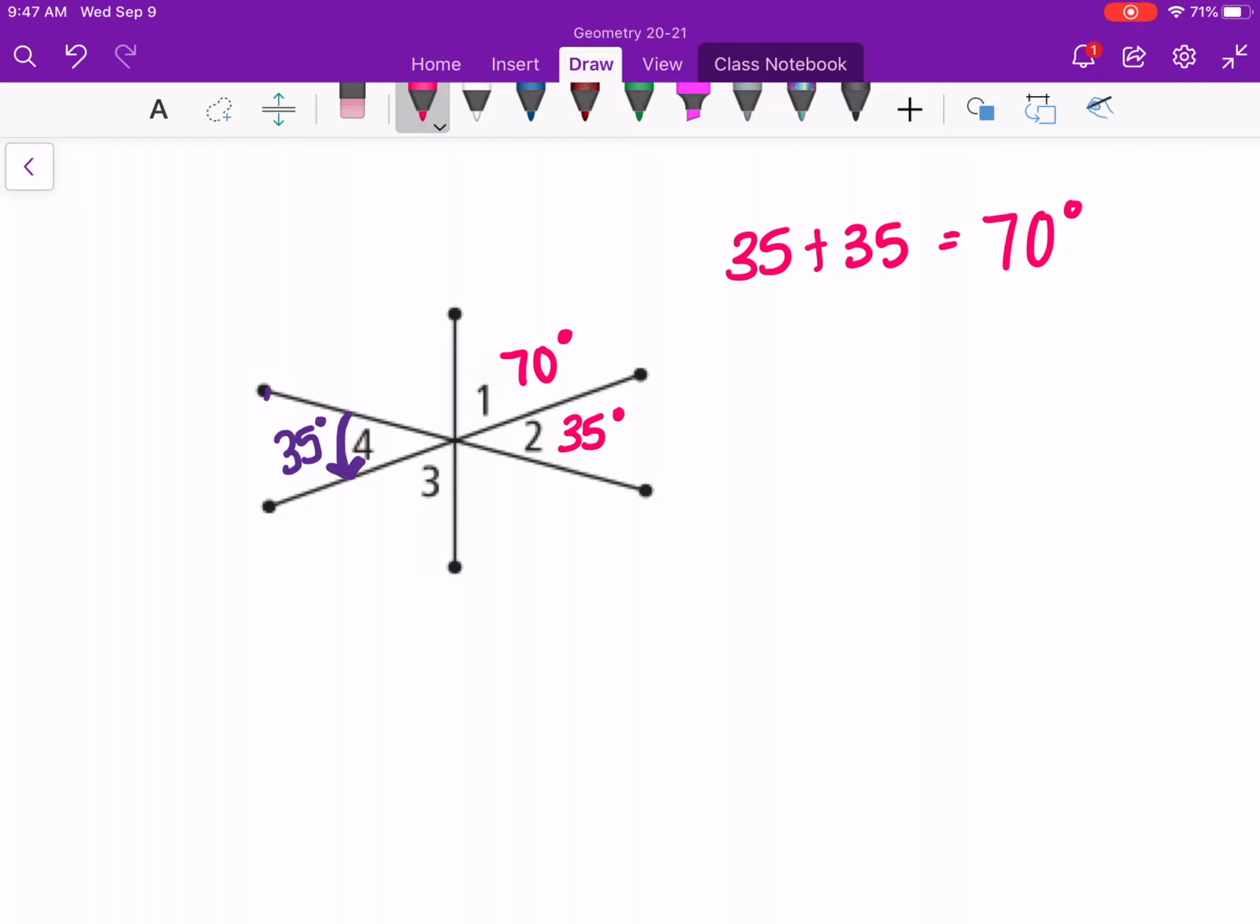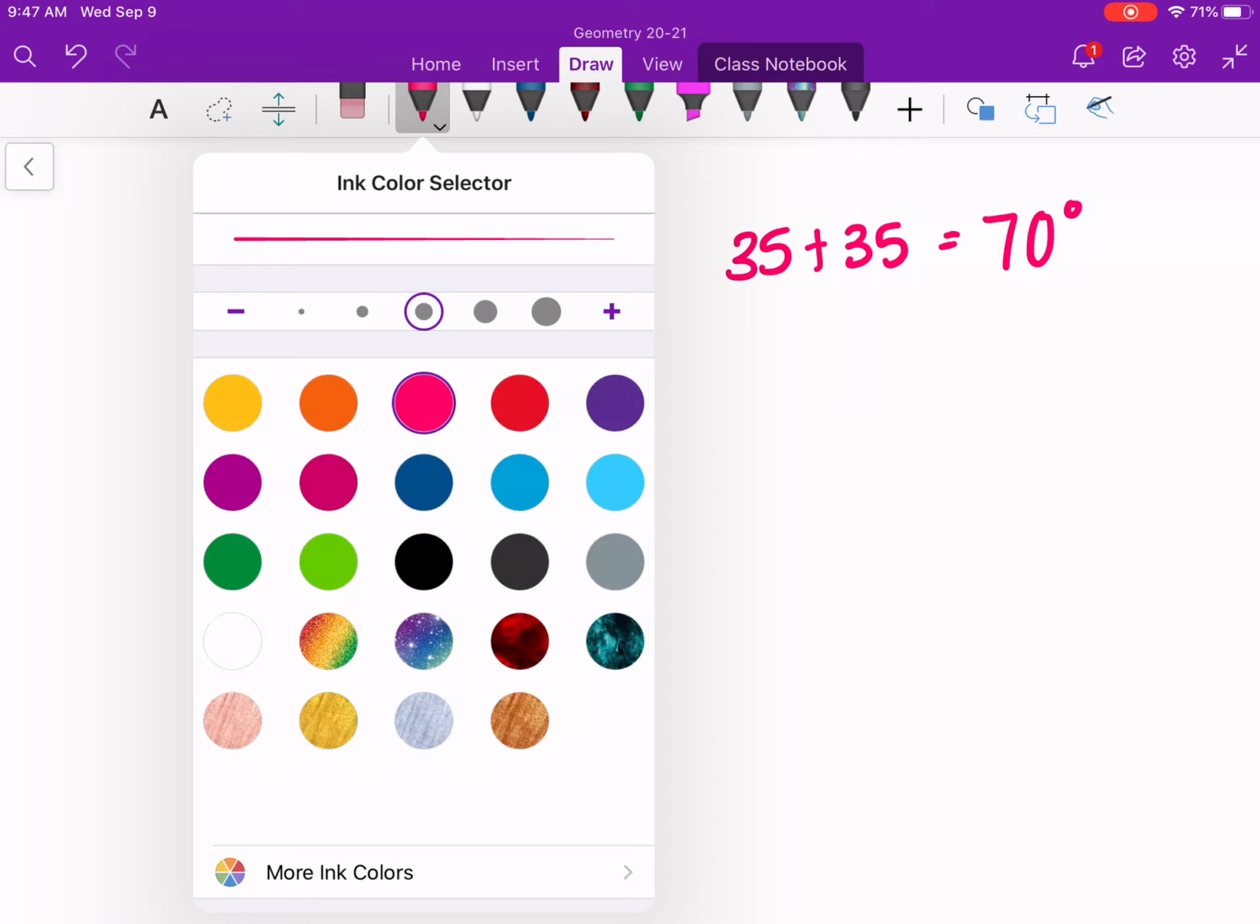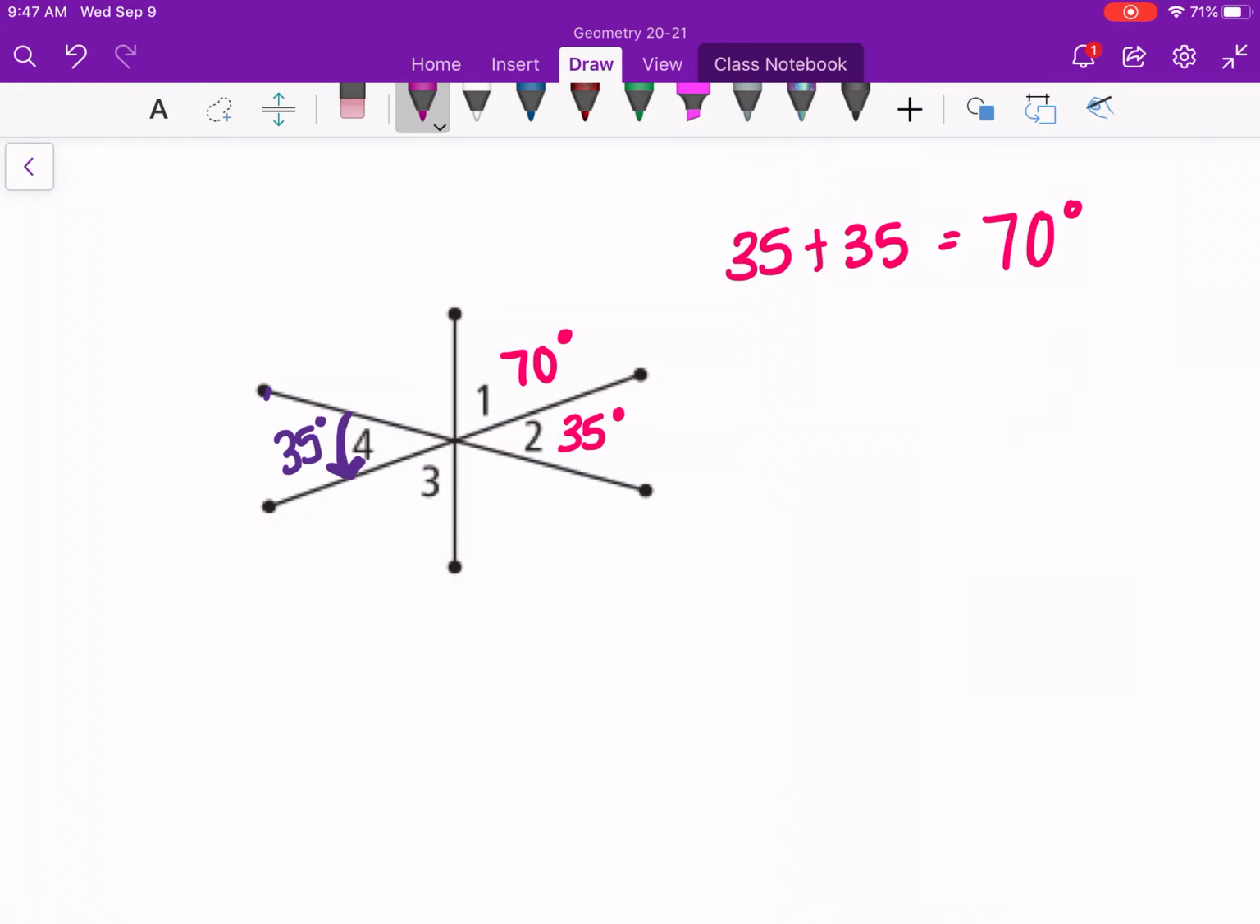And so then the question is asking, how do I know that angle 3 is also 70 degrees? That's because I should be able to find another bow tie. So if I trace out angle 1 from endpoint to vertex to endpoint, and I trace out angle 3 from endpoint to vertex to endpoint, I should see a big bow tie. And that bow tie lets me know that those two sides are congruent and that angle 3 is 70 degrees as well.